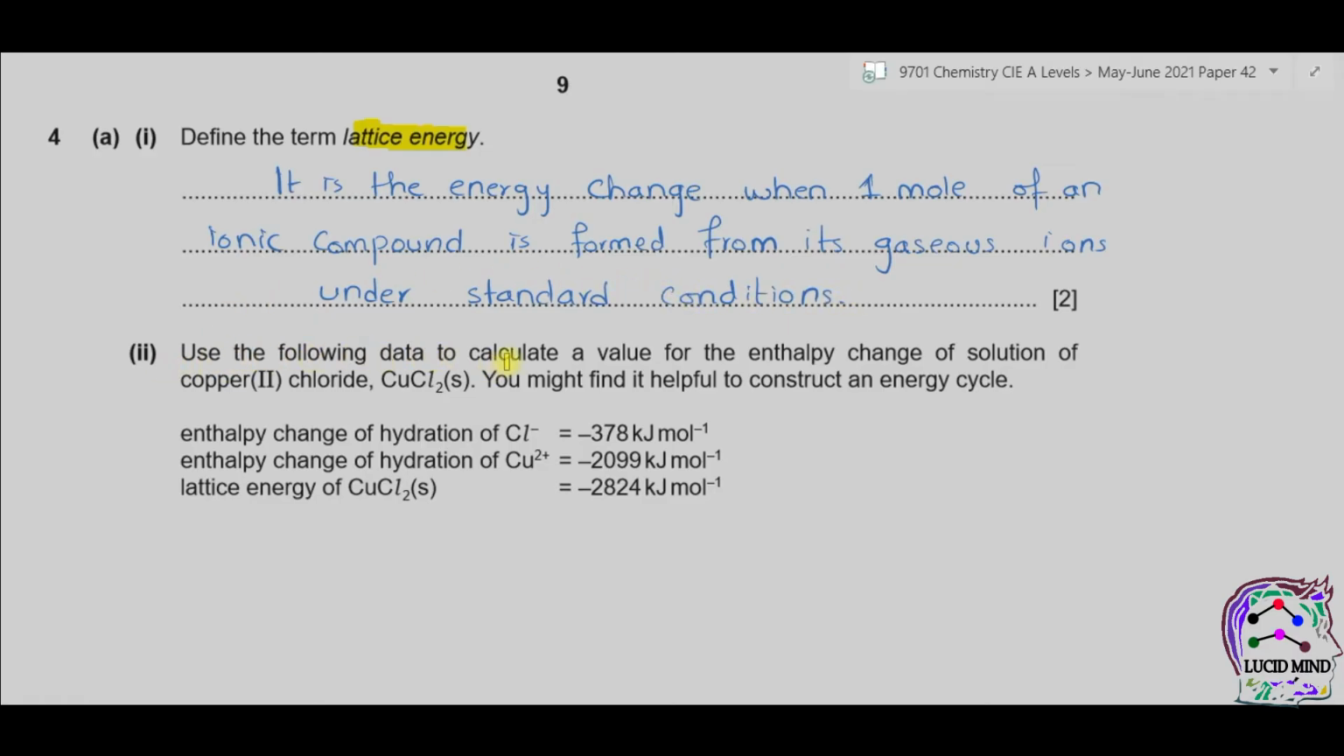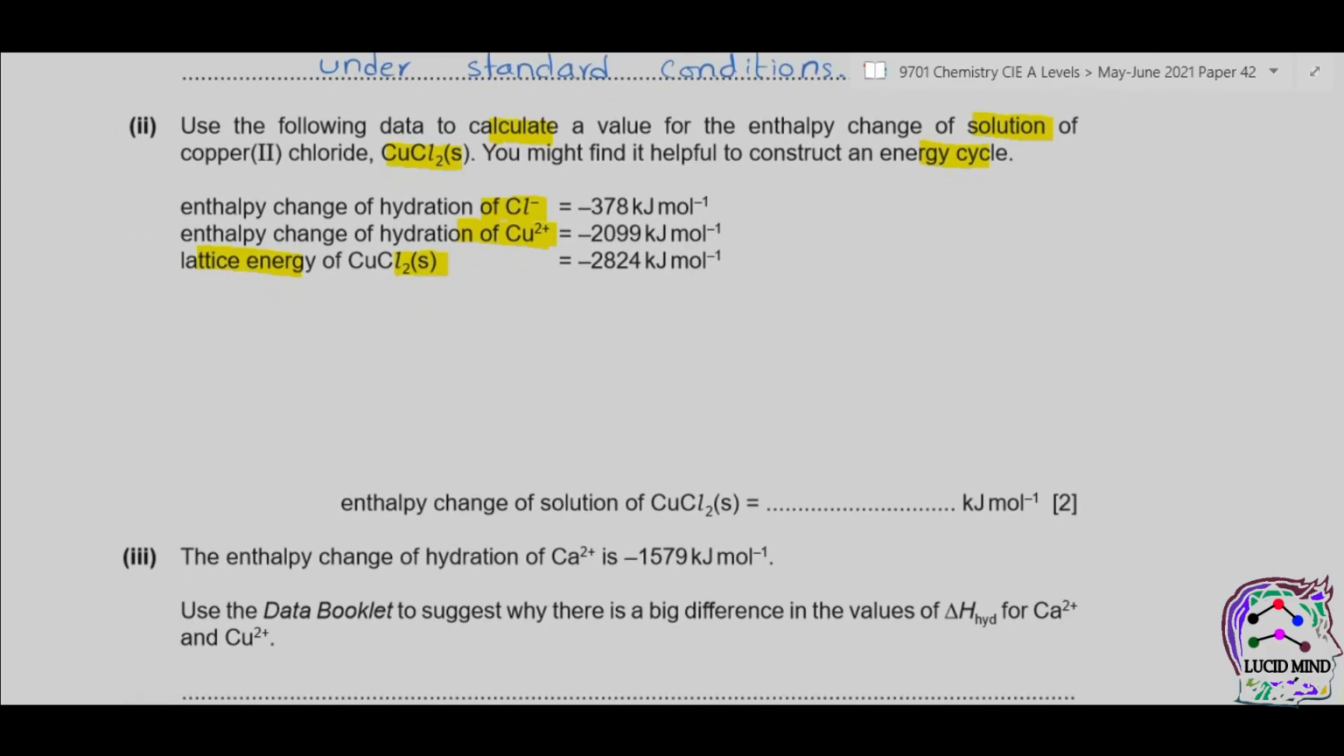Part 2, use the following data to calculate a value for the enthalpy change of solution of copper 2 chloride, CuCl2. You might find it helpful to construct an energy cycle. They have given the enthalpy change of hydration of Cl negative, hydration of Cu2 positive, and lattice energy of CuCl2. Now we can draw the cycle. As they have given the hydration energy and lattice energy, so we can use this cycle. We have gaseous ions, and gaseous ions, they react together, they form ionic solid. So this is lattice energy.